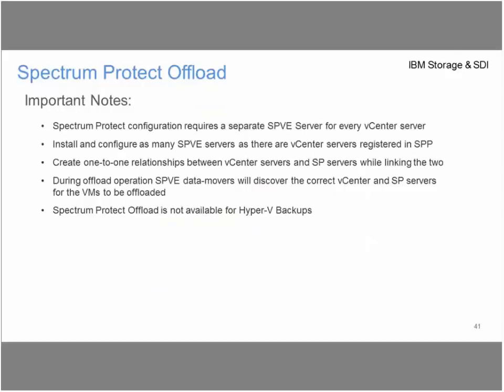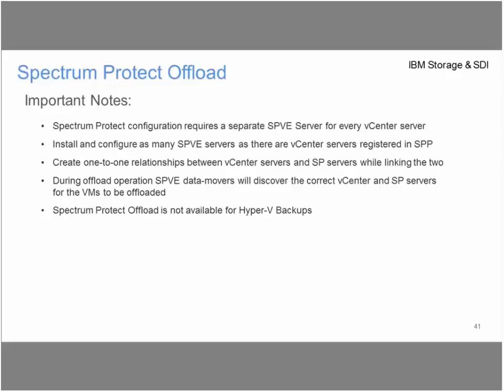Some things to note. The Spectrum Protect configuration requires a separate SP for VE server for every vCenter server. That's still a requirement within Spectrum Protect, not within Spectrum Protect Plus. So you're going to need to install and configure as many SPVE servers as there are vCenter servers registered in Spectrum Protect Plus. You're going to want to create a one-to-one relationship between the vCenter servers and the Spectrum Protect servers when you're linking those.